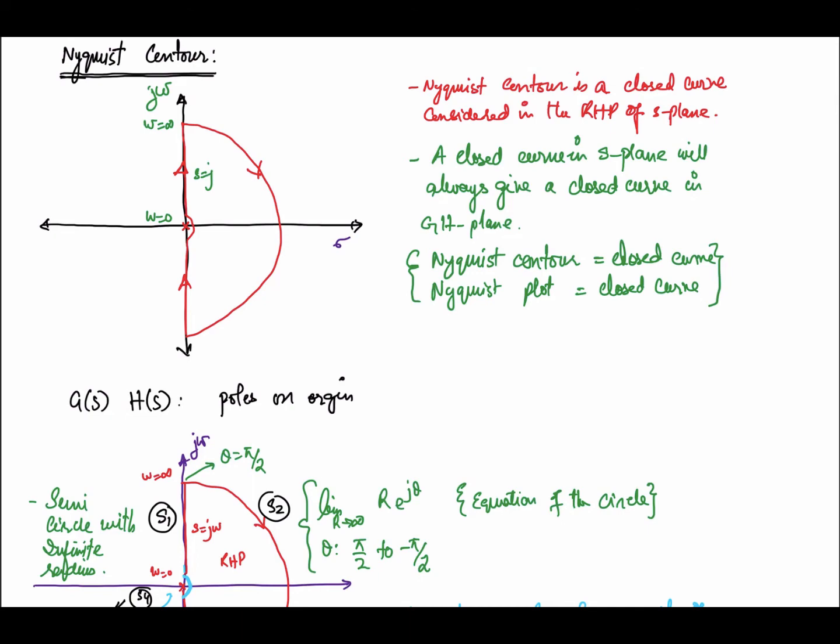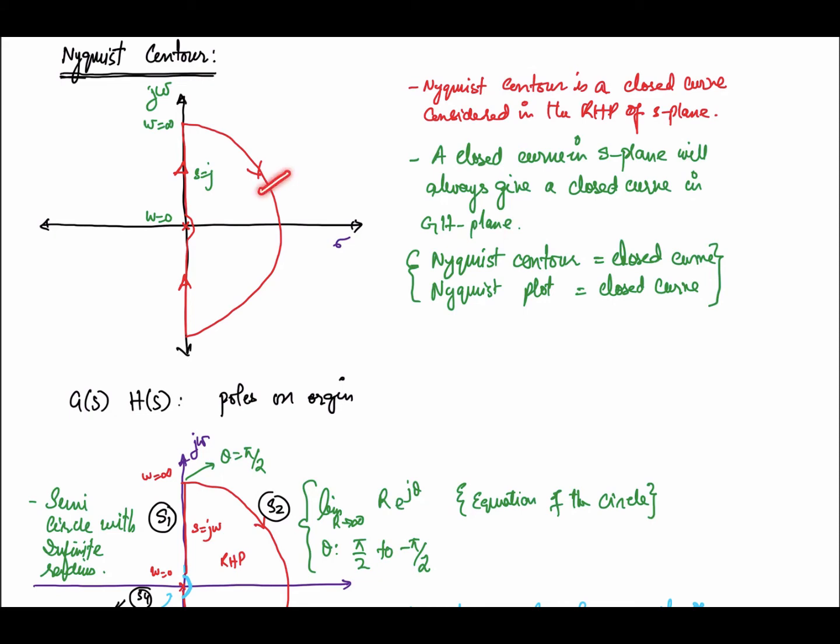But as we discussed in the last video, the poles of the open loop system should not be on the contour which is selected in the S plane. So if there is some pole at the origin, you will consider a very small circle over here to avoid that pole. Now if you consider a closed path in the S plane, you will get a closed path in the GH plane. So how do we transfer the transfer function to the GH plane?